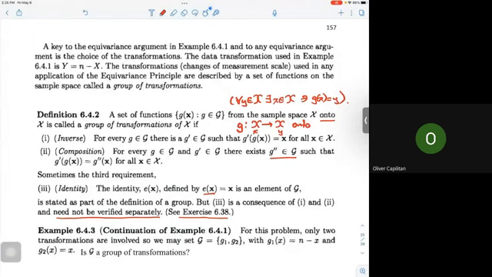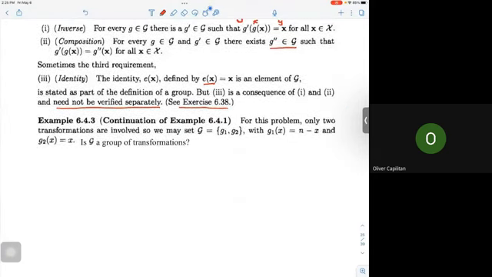So let's have an example, a continuation of example 6.4.1. For this problem, only two transformations are involved. We have a set script G containing g sub 1 and g sub 2, with g sub 1 of x equal to n minus x and g sub 2 of x equal to x. Is script G a group of transformations? This was not shown in the book, but I'm going to show you how, in order to illustrate the definition.